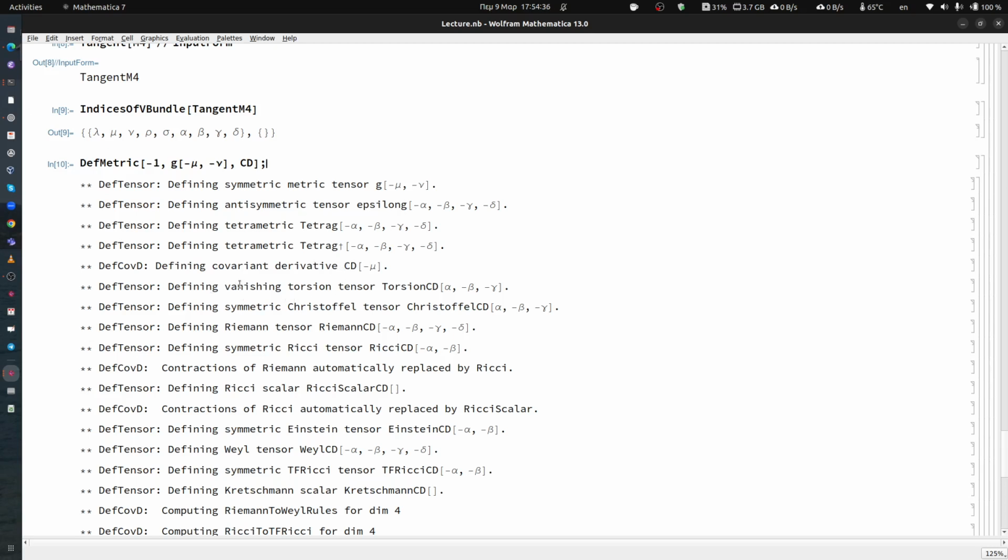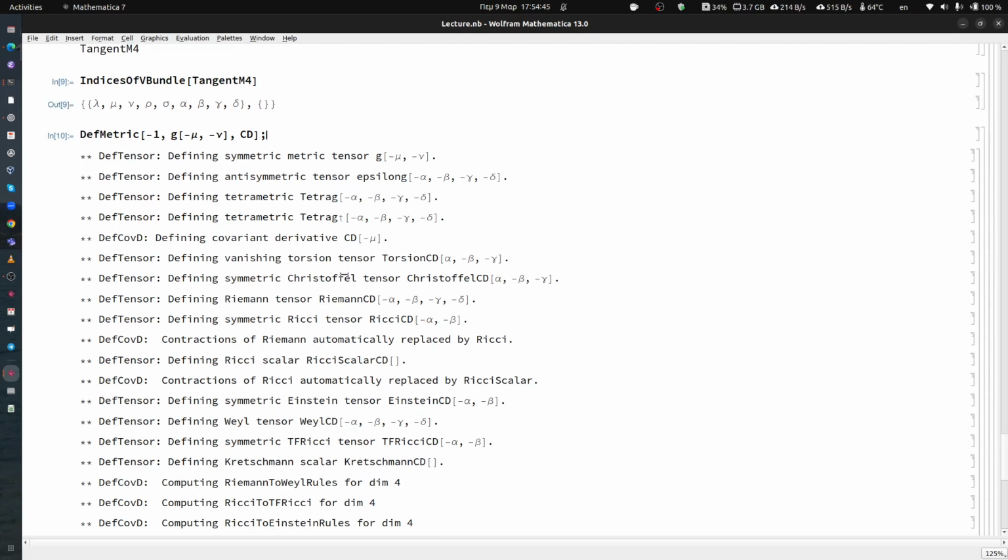You see here that torsion is vanishing with this call, so we have a torsion-free covariant derivative. There is a way to have covariant derivatives with torsion, but I'm not going to show you that in this video. Then Christoffel symbols, Christoffel CD, and again you see here that tensors that are closely related to the covariant derivative have a name that is easily understandable, like torsion or Christoffel, and then they end with the name of the covariant derivative that we have chosen.